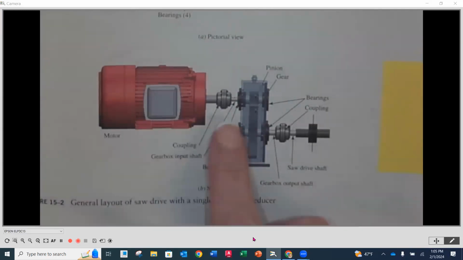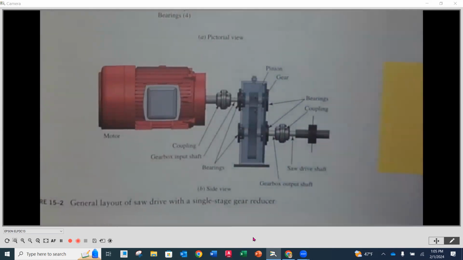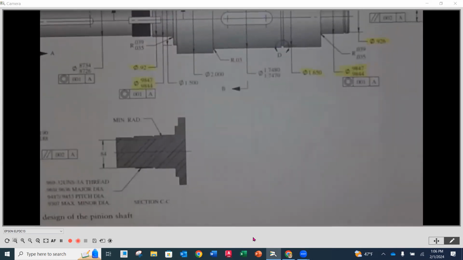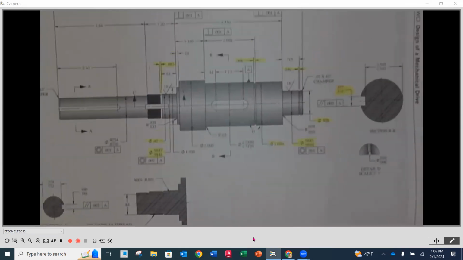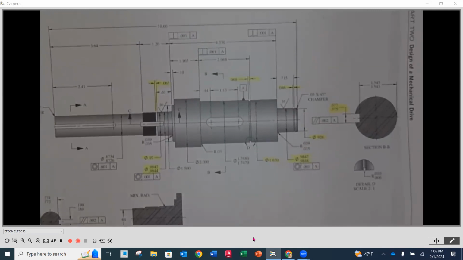Now, when we do our shaft drawing, I'm going to go over to pages 606 and 607. Here's an example in this chapter of the shaft drawing.